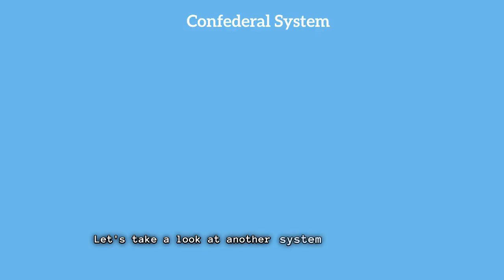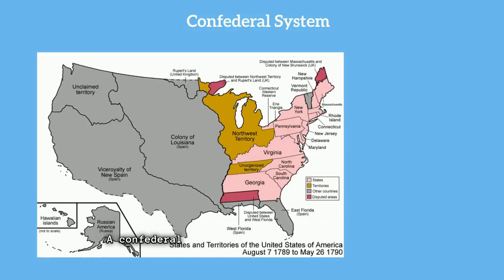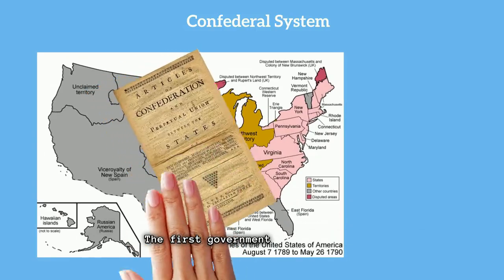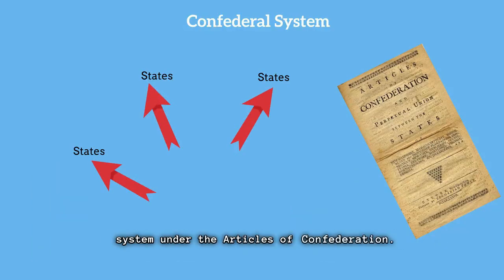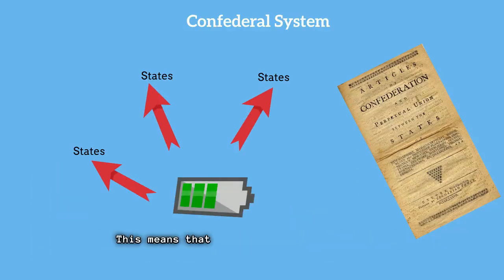Let's take a look at another system of government. A confederal system of government is where the power is focused at the state level. The first government of the United States, for example, was a confederal system under the Articles of Confederation. This means that government power was located with the states, and there was little to no power in the central government.